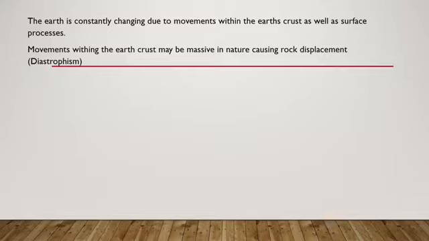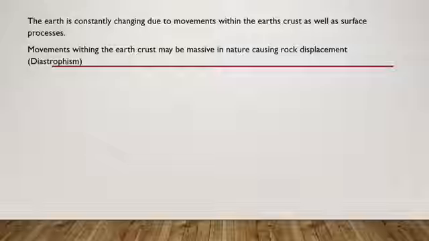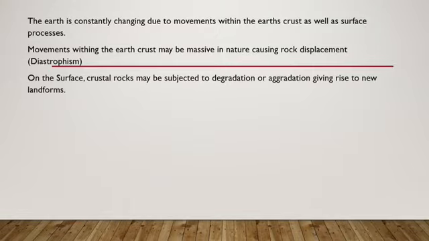Now, these movements within the earth may be massive in nature, and once it is massive, it causes crustal rocks to be displaced, and this is what we call diastrophism. Any activity that results in massive movement of the earth crust, leading to rock displacement. So whilst we are seated, there happens to be some movement within the earth crust. Plates begin to move away from each other, and anytime these massive movements occur, there are changes within the earth surface. And so on the surface, the rocks may be subjected to degradation or aggradation.